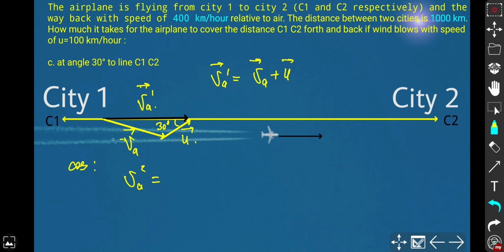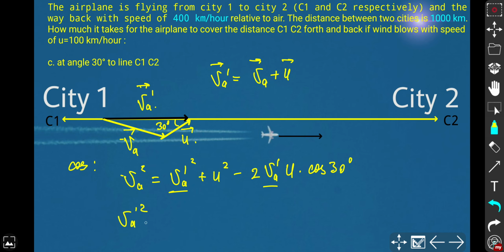In that case, VA squared is VA prime squared plus U squared minus 2 VA prime U times cos 30. Okay, so we've got a quadratic equation with respect to VA prime, from which we can express this value. So we plug in all the values that we know.